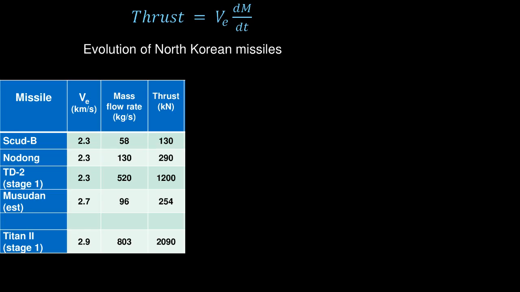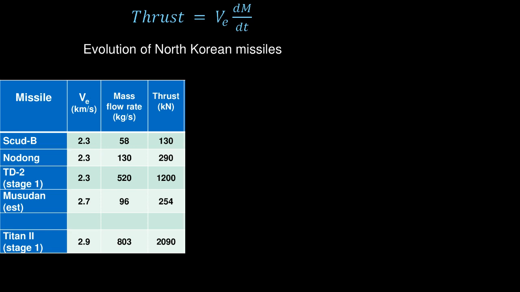So with those in mind, then let's go back and see what North Korea did to try and deal with the thrust. And so here you have a table of some of these, 4 of these missiles, and I've compared it then to the U.S. Titan II as an example of sort of a highly performing missile. And what you can see here is that the Scud-B, the No-Dong, and the Taepodong-2 first stage all have the same exhaust velocity. They essentially use the same propellant, the same kind of engine.